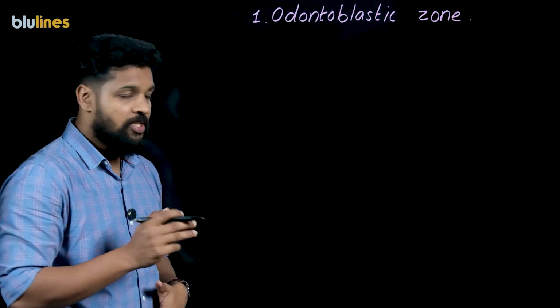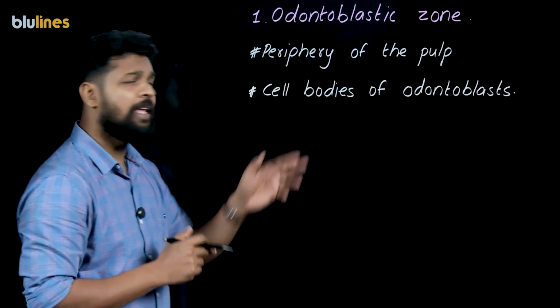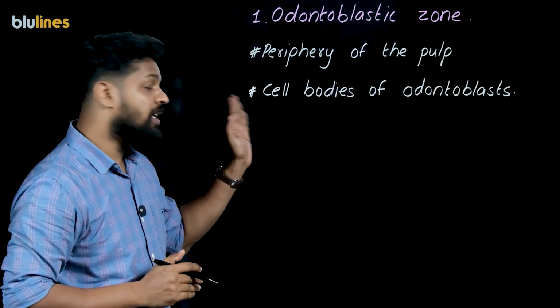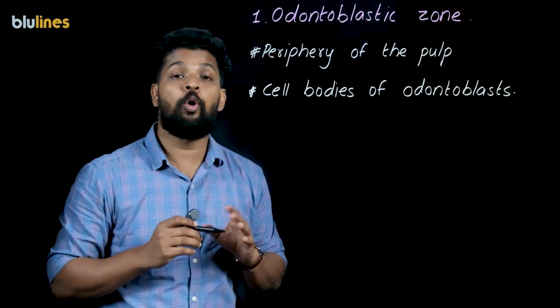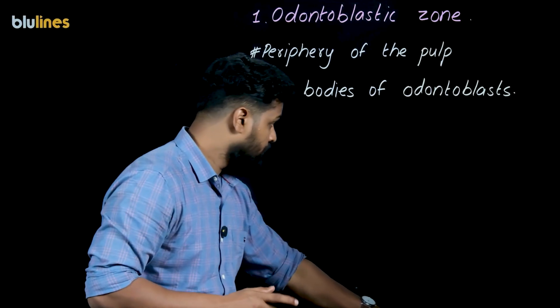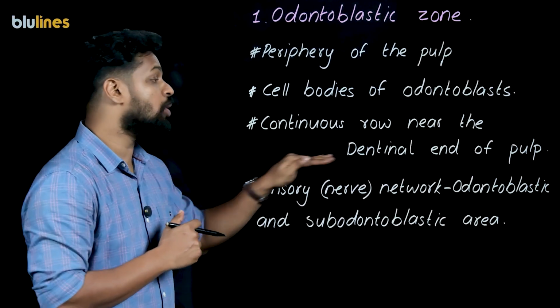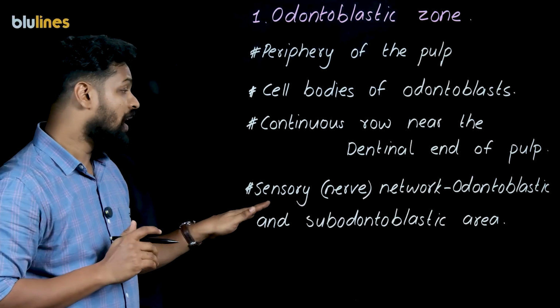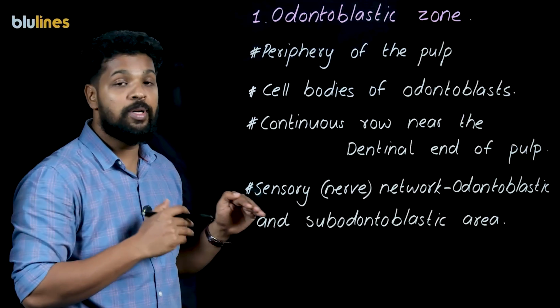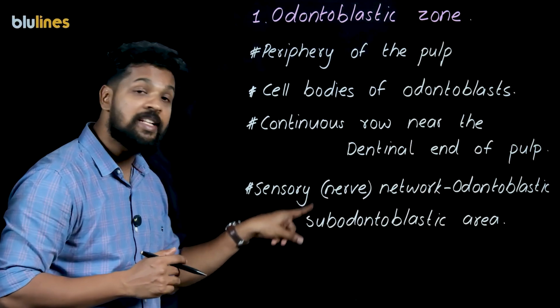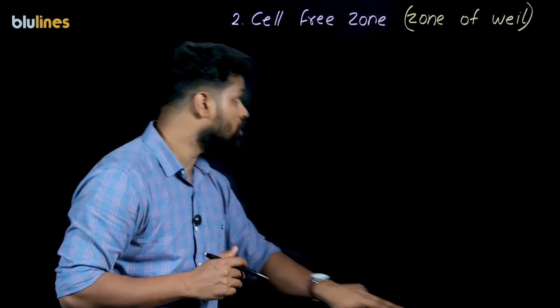Coming to the odontoblastic zone, which is seen near the periphery of the pulp, near the dentin. There it is composed of the cell bodies of odontoblasts. This is a continuous row near the dentinal end of the pulp, and the network of nerve fibers from the pulp is concentrated more in this odontoblastic and subodontoblastic zone.